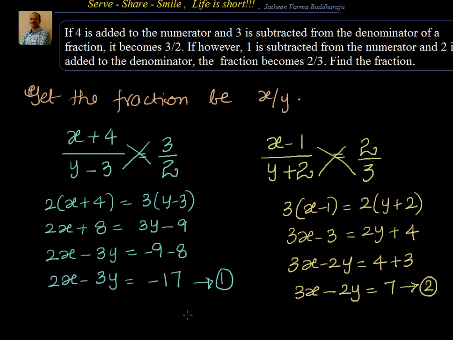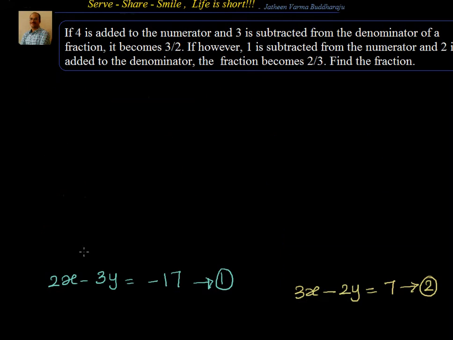Now we have two equations. We will go ahead with the elimination method and try to solve it. We have to eliminate one of the variables. We can take anything. So let us say 2x minus 3y equal to minus 17 and 3x minus 2y equal to 7. You can multiply the first one with 2 and the second equation with 3 so that you can knock off y.